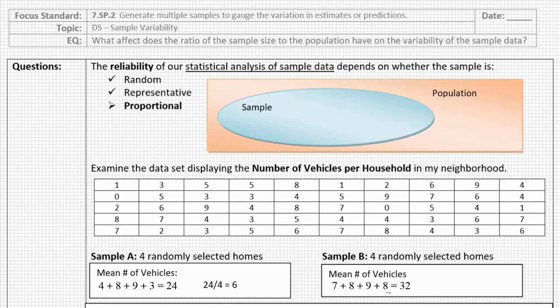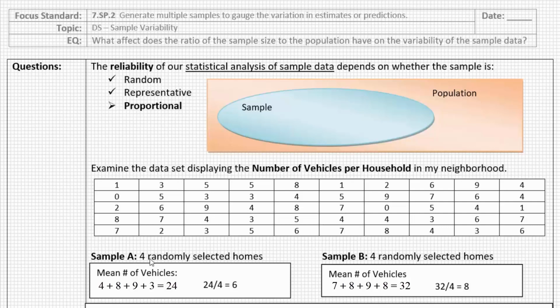I've added up the total here. And you're right, I haven't finished that calculation, so let's go ahead, pause the video if you need to, and finish that calculation. In doing so, I got 8. 8 was the mean number of vehicles from this second sample. So right away, what do you notice about the statistical analysis so far?